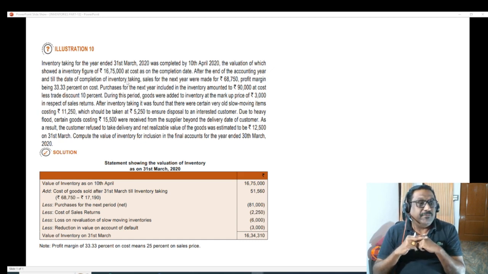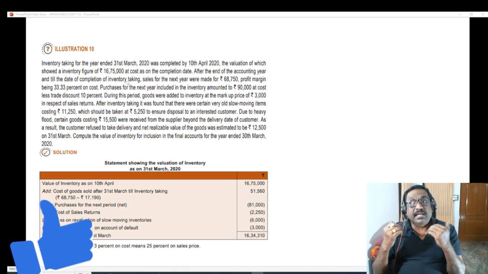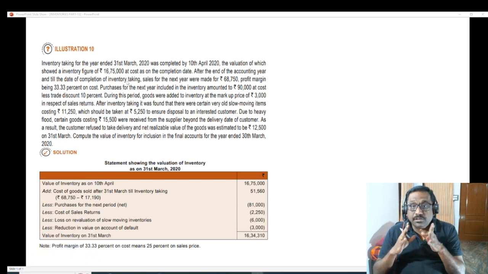Next, due to heavy flood, certain goods costing 15,500 were received from the supplier beyond the delivery date of the customer. The customer had given us a delivery date, saying, boss, I need these goods by so and so date. The customer dictated terms to us. We agreed. No problem, Mr. Customer, I'm ready to give you the goods by so and so date. But what happened? The supplier sent the goods, but due to floods, we were unable to deliver those goods to the customer within the agreed timelines. As a result, the customer refused to take the delivery.